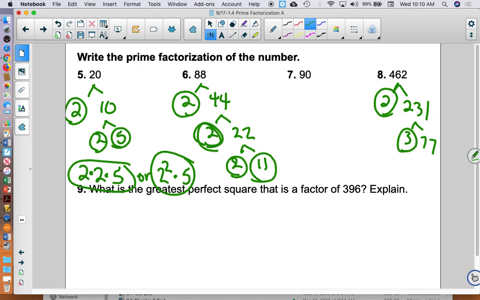What number is going to go into 77? 11 and 7. 11 and 7, or 7 and 11, either way. I've got all my primes. Now, write the prime factorization on your paper and show it to your neighbor.